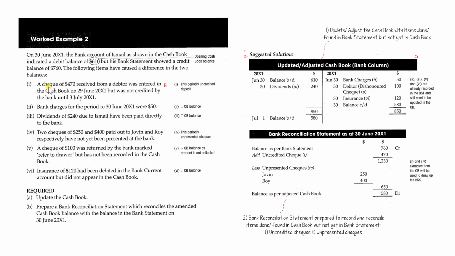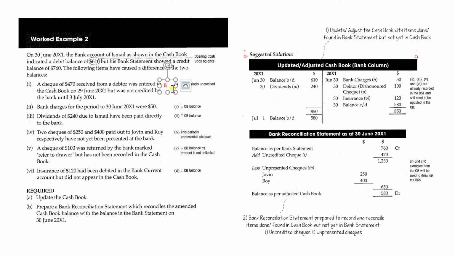A check of 740 received from the debtor was entered in the cash book but was not credited by the bank. So meaning to say this one has been done in the cash book, so it's not yet in the bank. It's not yet in the bank statement. So we have to put it in the bank statement.